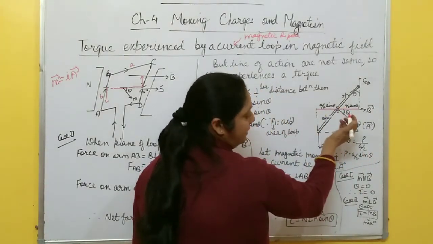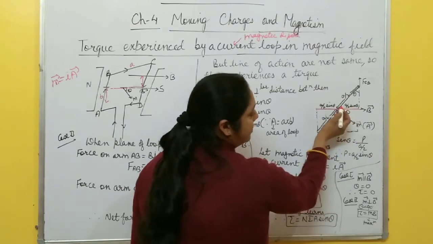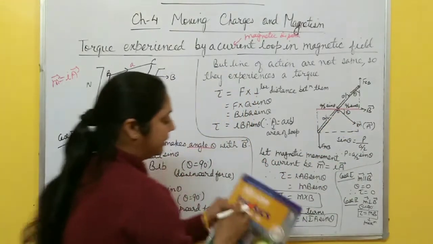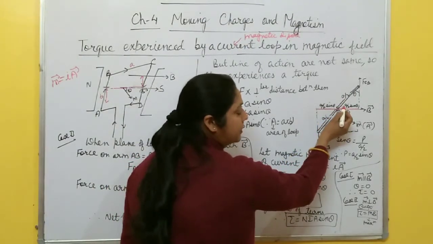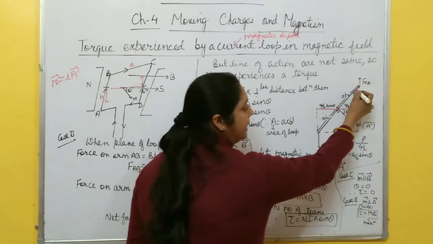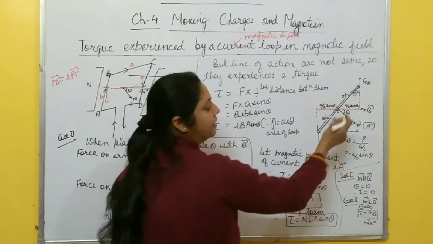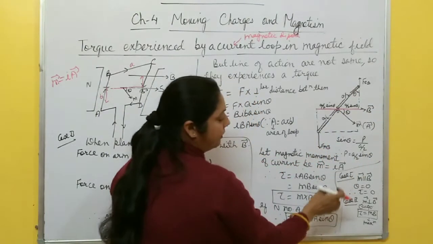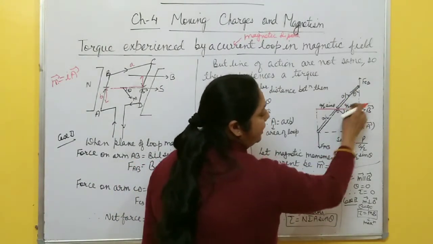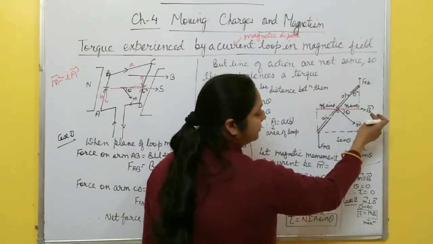If this angle is theta, then the area vector and this length are at 90 degrees right now. So this one is 90 minus theta, so this angle becomes theta. You just find this angle is theta. So what is the value of this OB? From this triangle, sine theta is what?